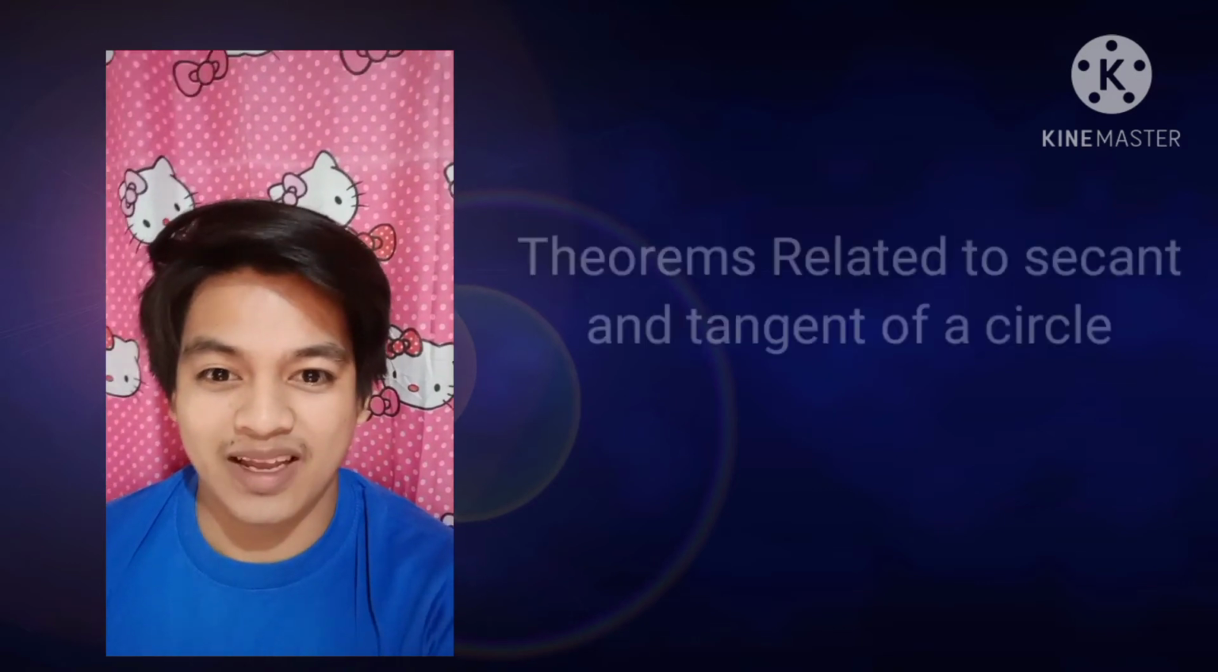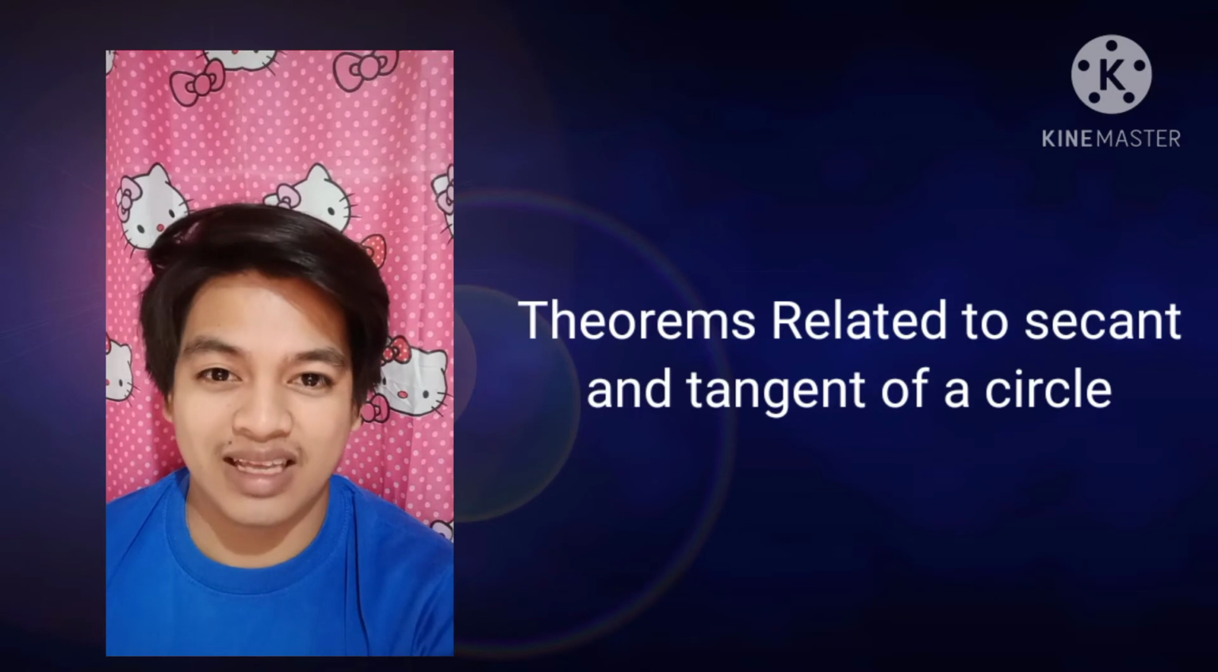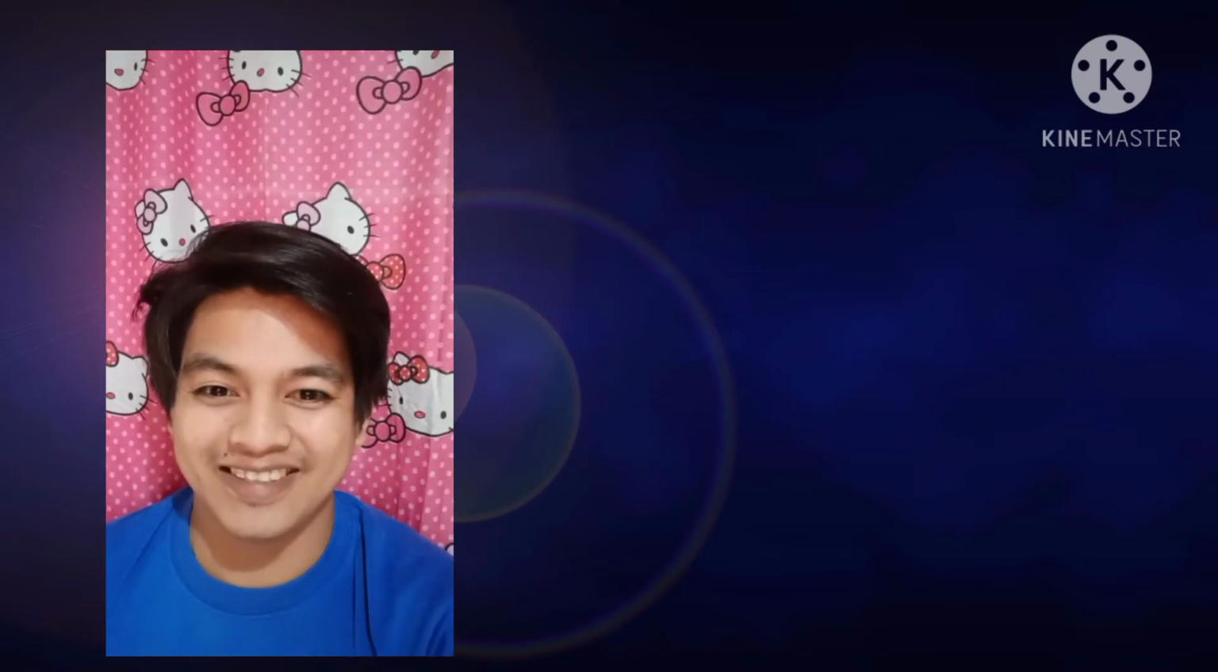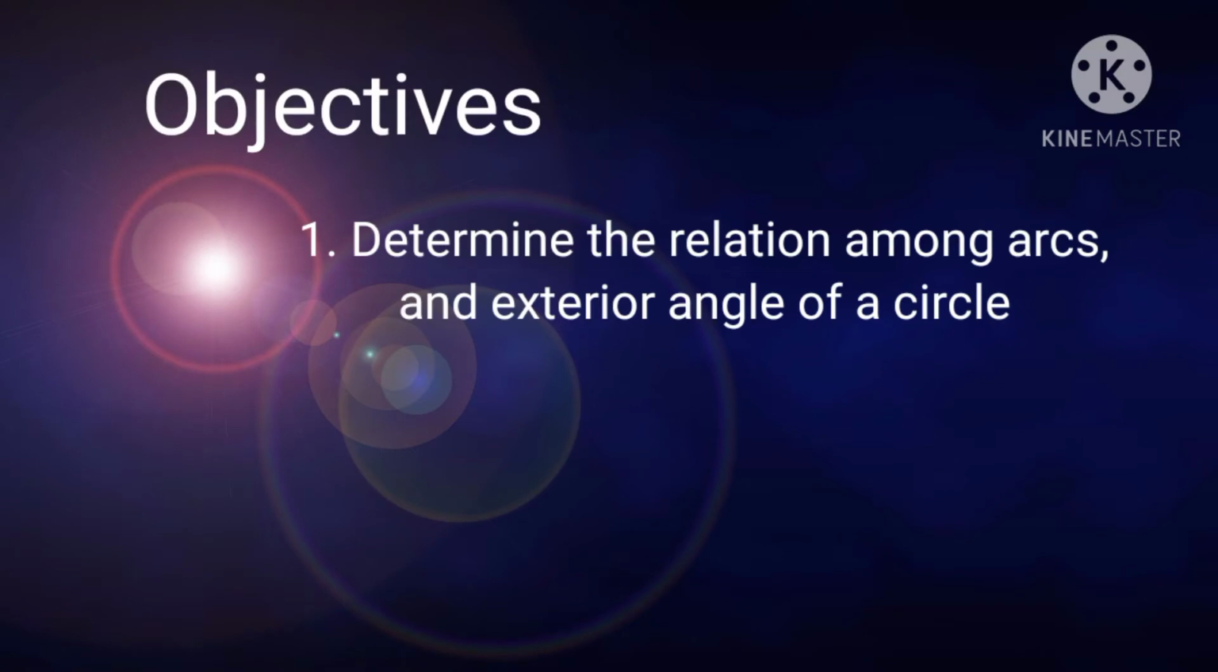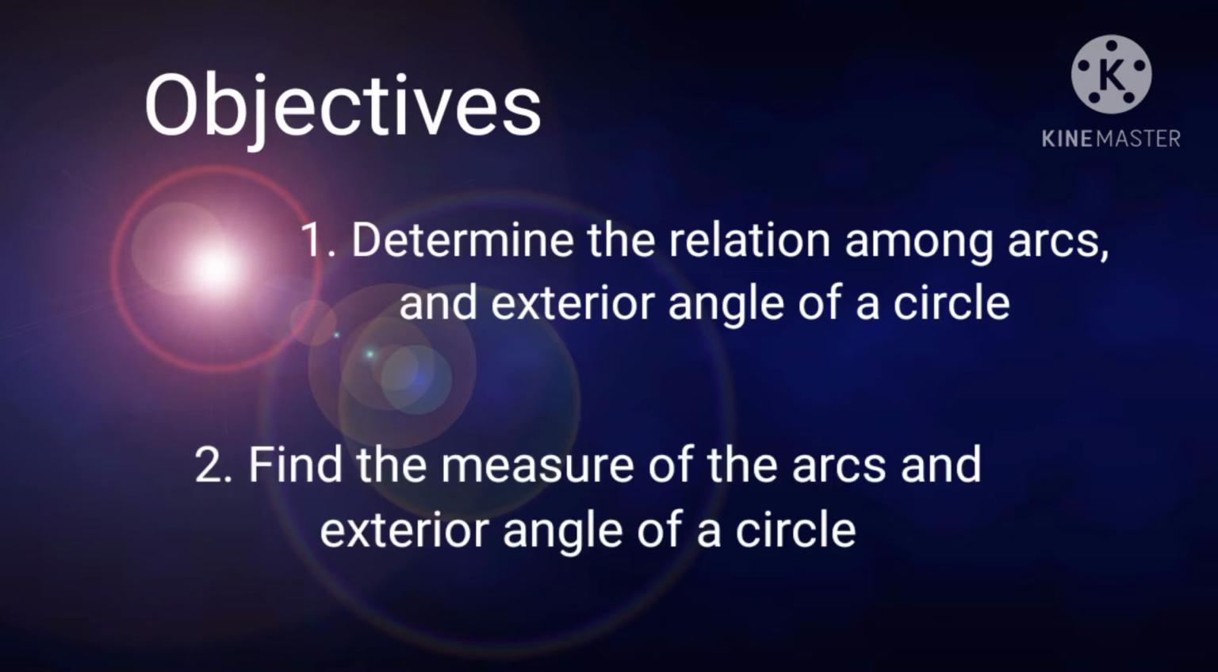Our lesson for today is about theorems related to secant and tangent of a circle. Let's start. Before we proceed with the discussion, here are the objectives. First, determine the relation among arcs and exterior angle of a circle. Second, find the measure of the arcs and exterior angle of a circle.